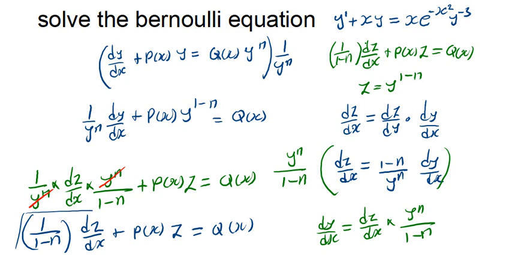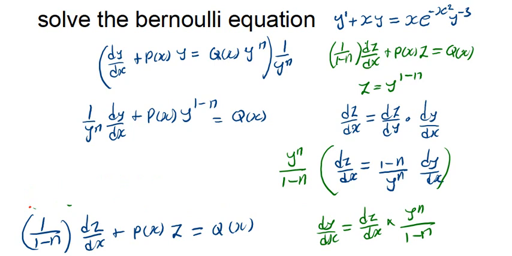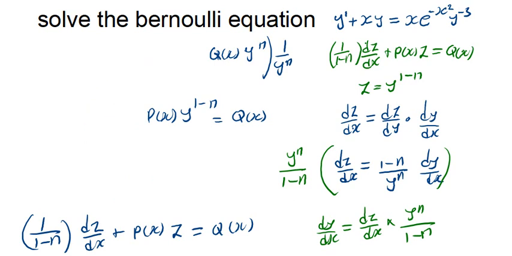So this is what you're going to use to solve your Bernoulli equation, and you're going to use the integrating factor method to solve this one. So we are going to solve it in terms of z at first, then we have to take it back in terms of y. Okay, so let's see how this unfolds.